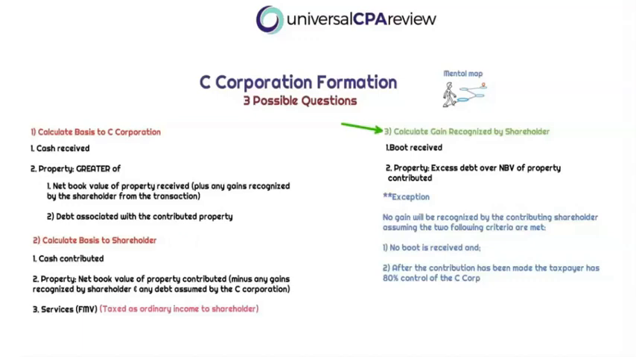So gains are going to be recognized in one of 2 ways from the initial contribution. And this is all, once again, going to be assuming that the 80% test has not been met. So if we remember, gains can be recognized assuming that boot has been received, or upon the contribution, we have an excess debt situation. Okay, so excess debt, meaning we contributed property with debt associated with that property that is greater than the adjusted basis of that property.